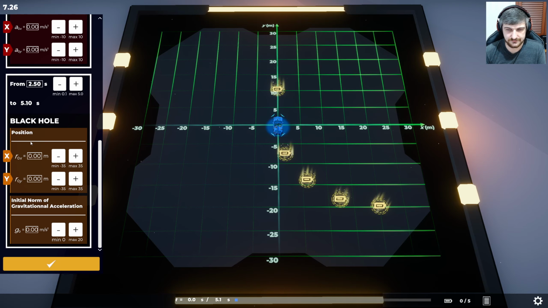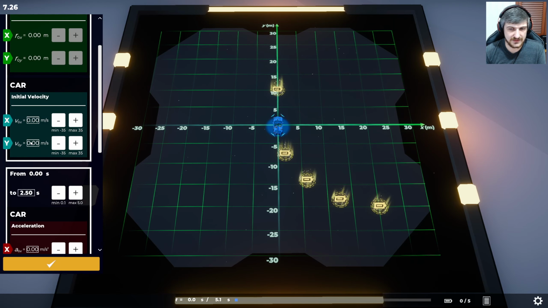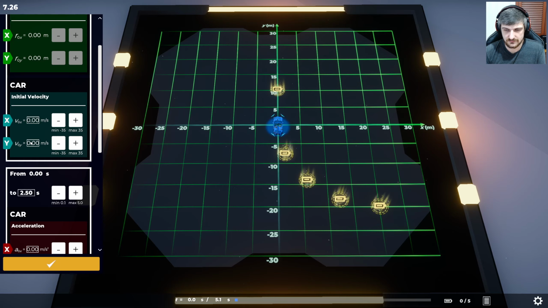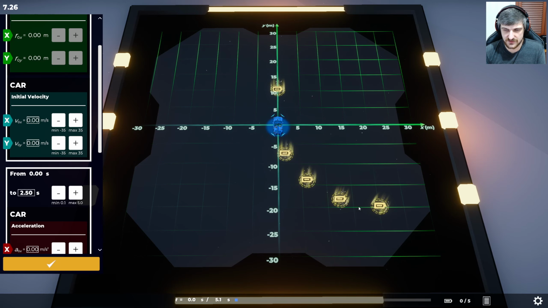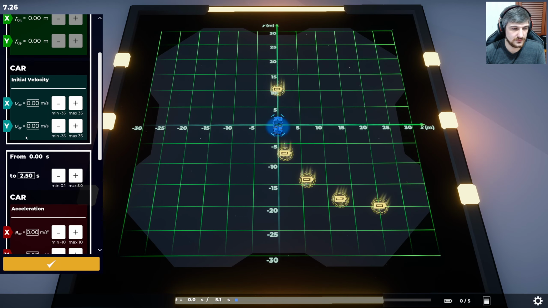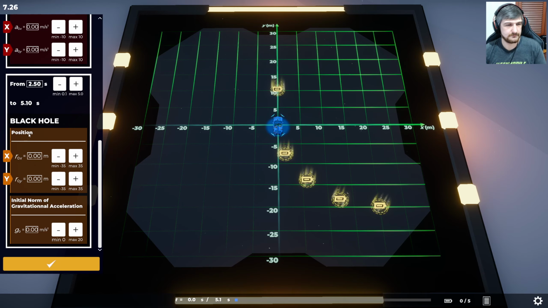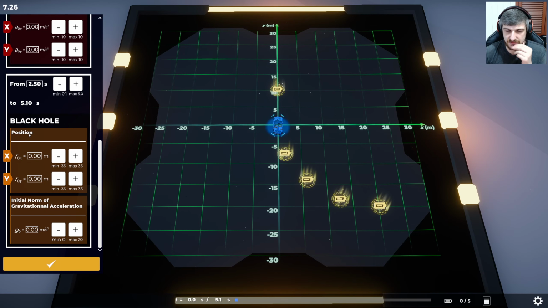Another black hole. And another acceleration. This here seems like a black hole, like a quarter. But I don't see why we need an acceleration.